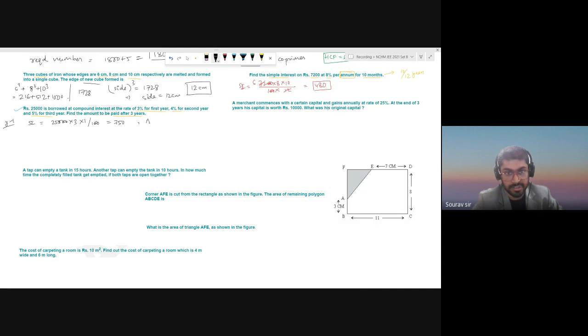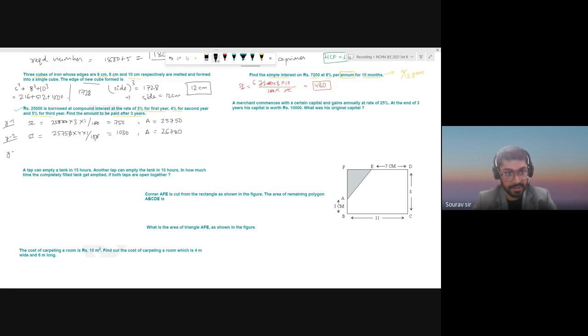So the amount, which is the principal for the next cycle, will be 25750. Just adding 750. Year 2. What do you have the SI as? 25750 into 4 into 1 by 100. Cancel the 0. So that turns out to be 1030. And the amount would be, I have it done beforehand, 26780.